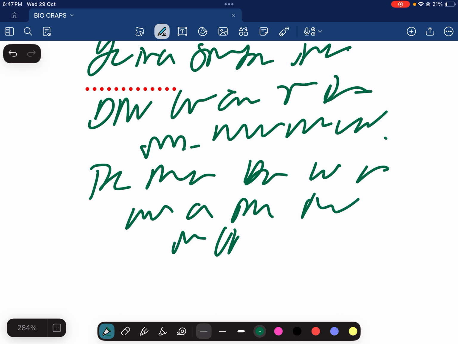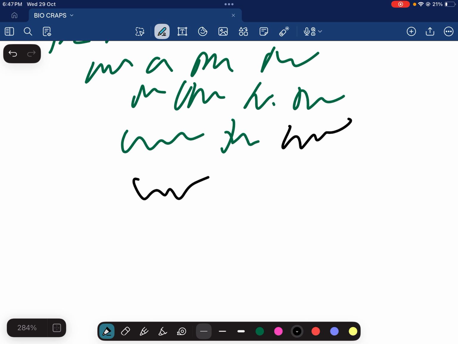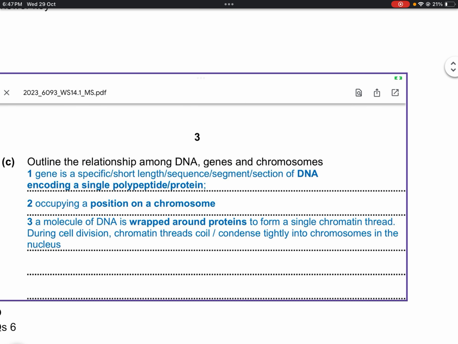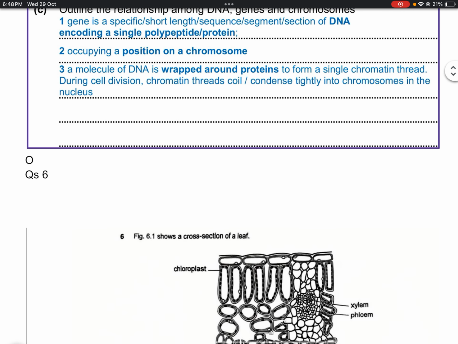to form a chromatin thread. During cell division, this chromatin thread will coil tightly to form chromosomes. Okay, that's the answer. Let's check the answer. So a gene is a specific segment, carrying out this, wrapped around proteins to form a single chromatin thread. During cell division, it coils tightly. Good job. We've completed our second question. Let's go to the third question.